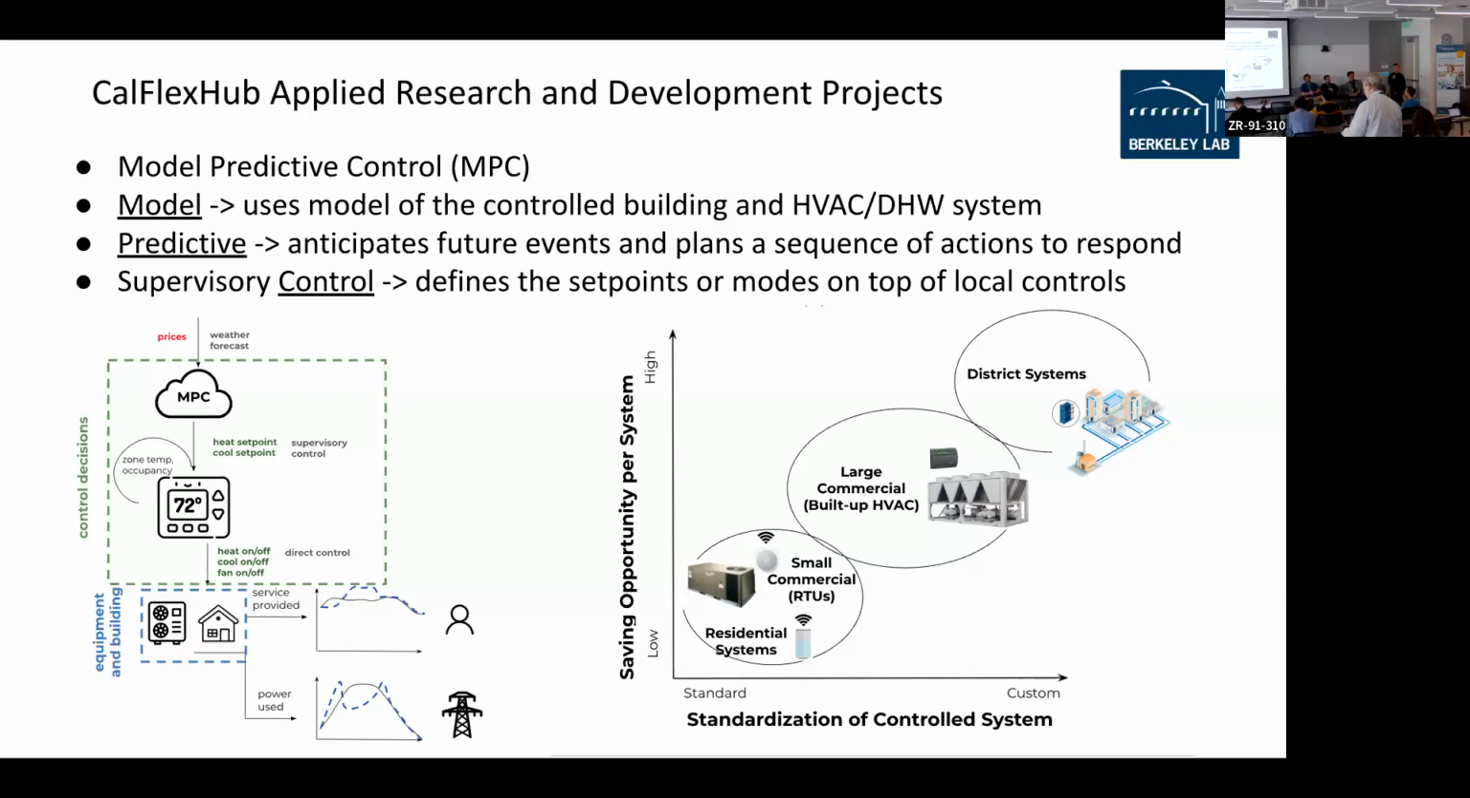So for the 2 people in the audience who don't know what MPC is, it's a control approach that uses models, typically of a control system like HVAC or domestic hot water or lighting or many other things. In this case, it's mostly HVAC. It's predictive, so it anticipates future events and plans how to react to them to optimize an objective function. The objective function could be carbon emission minimization, or it could be cost minimization or other things. And most of these strategies are supervisory control strategies.